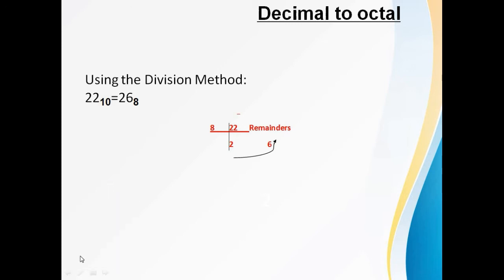If we want to convert a decimal number to octal, then we have to divide it by 8. Here 22 divided by 8. 8 2s are 16 and 6 is the remainder. Answer will be 26 base 8.